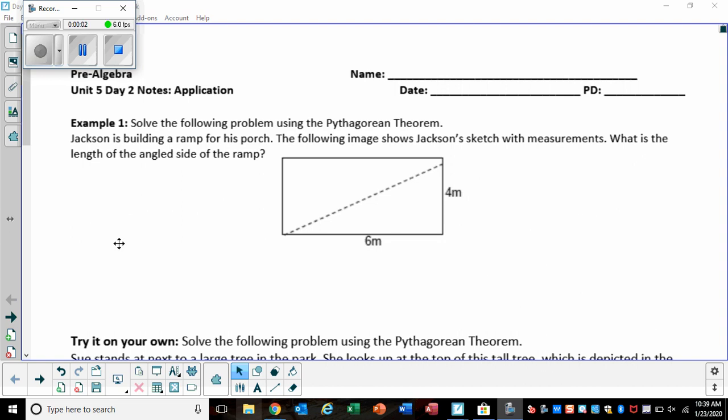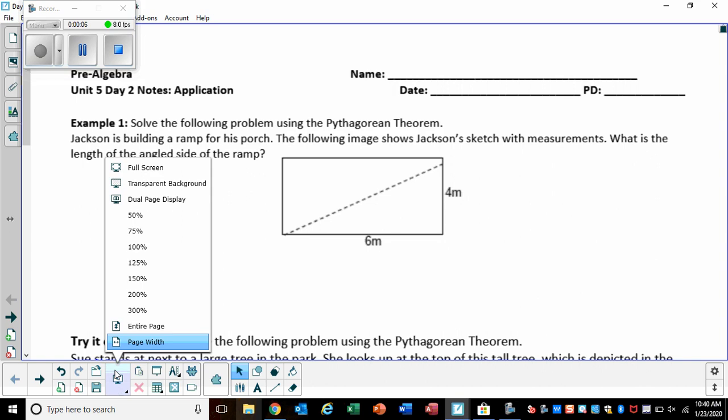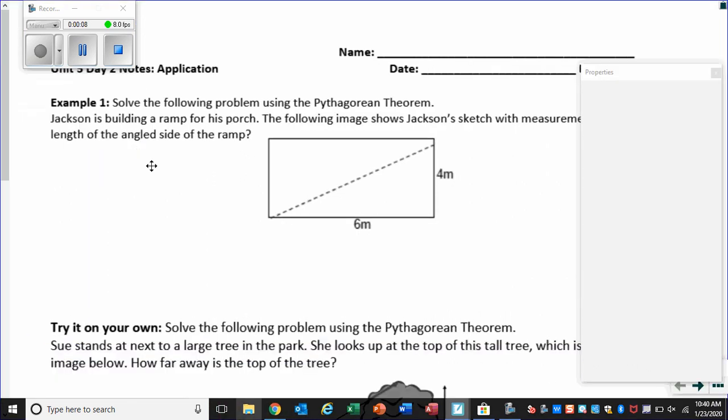Hi everyone, today we're going to do day 2 of notes. We're still doing Pythagorean theorem, and we're going to use that same formula, but now we're going to apply it to real world examples. Okay? So let's start with example 1. We're going to solve the following problem using the Pythagorean theorem.